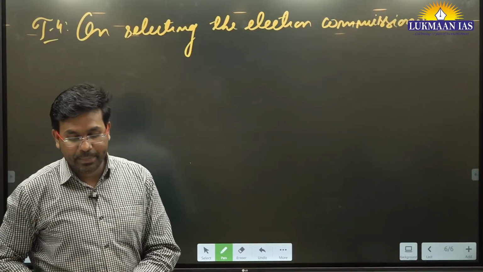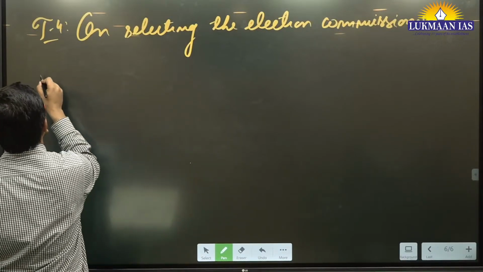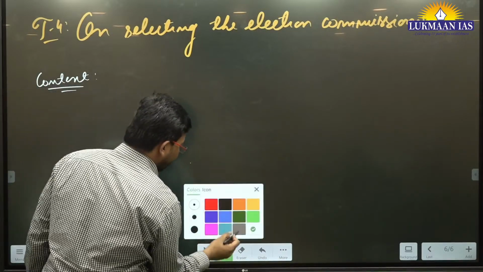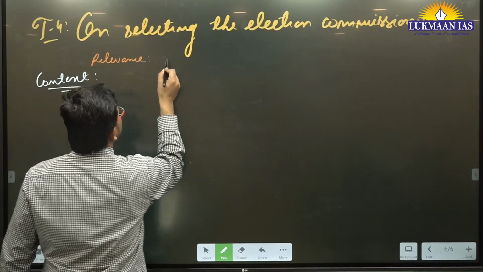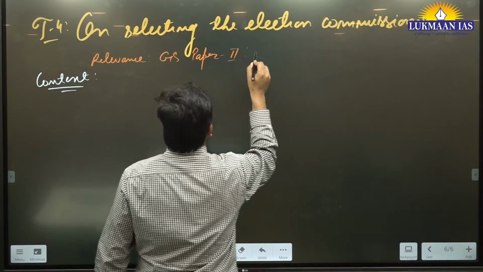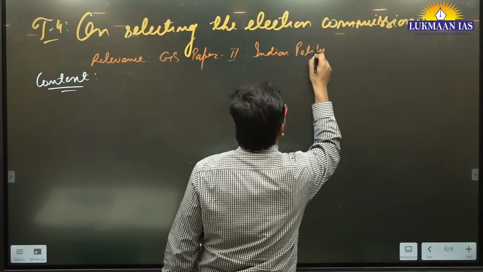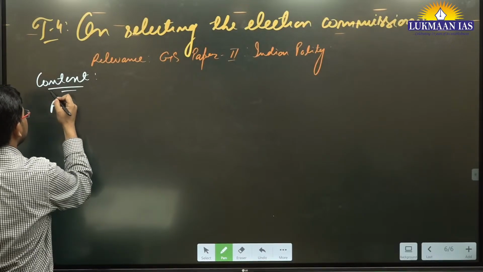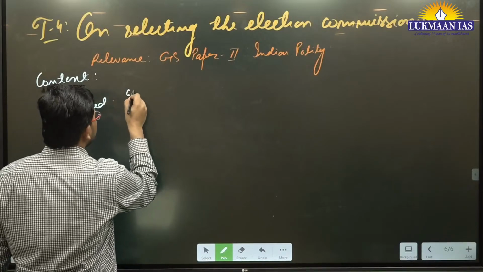So recently what has happened, the Rajya Sabha has passed the Chief Election Commissioner and other Election Commissioners bill. We are going to discuss what act was passed, and we are going to understand the context. If we talk about the relevance of this article, why this article is important: it is important under GS Paper 2, and it is important for Indian polity, okay. This is a very hot topic, so we need to read about it. Recently the Rajya Sabha passed, on December 12, a very important act.